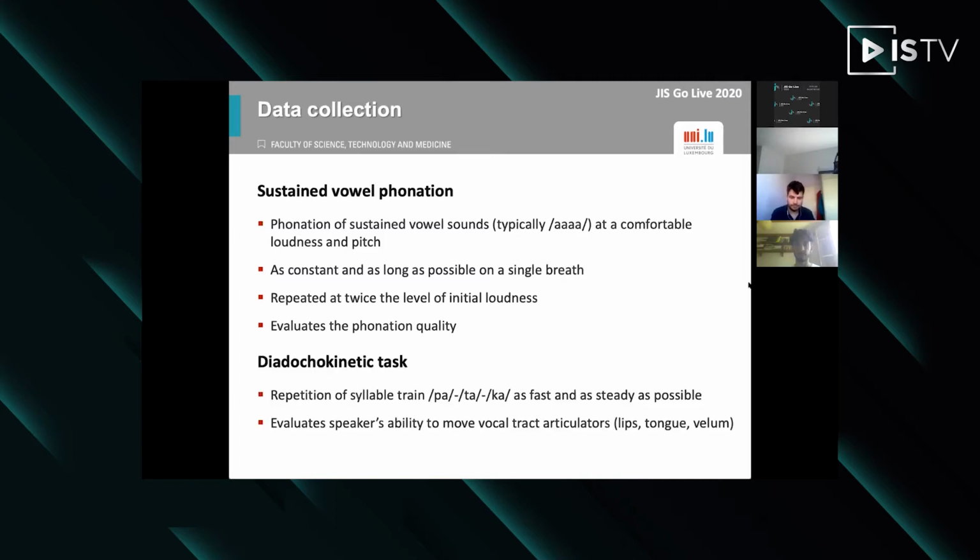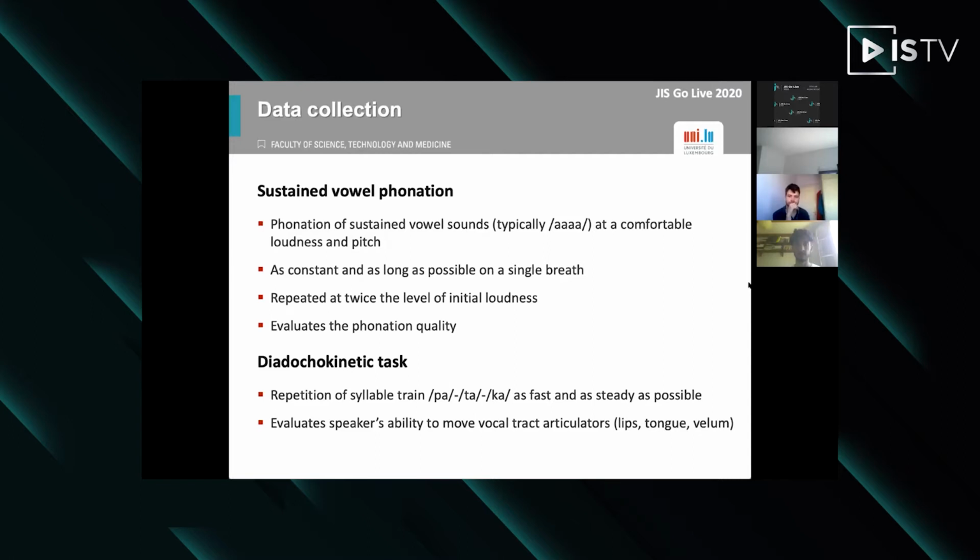The diadochokinetic task assumes the very fast repetition of a syllable frame, which consists of one plosive, like P or T, for example, and one vowel, like A. A simple example can be pataka or pututu, and this is done as fast and as steady as possible.